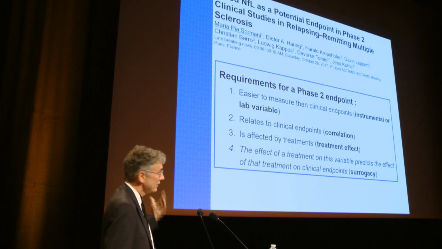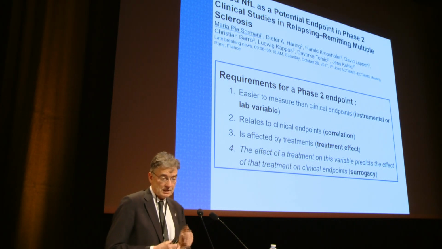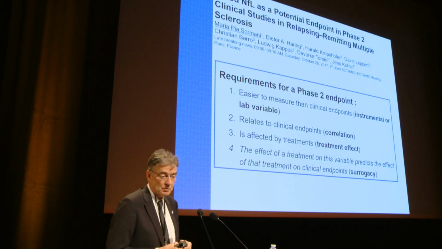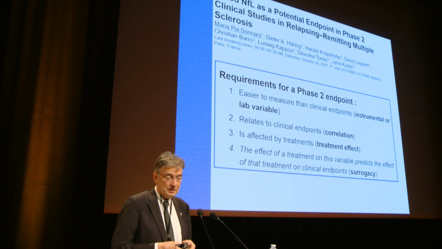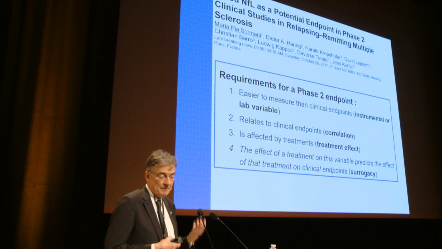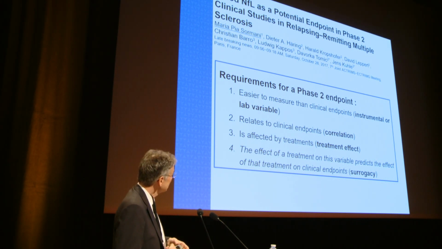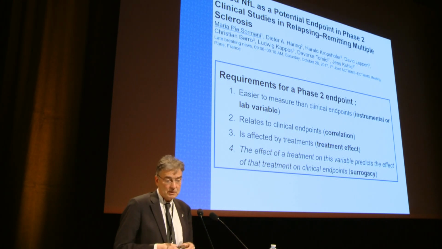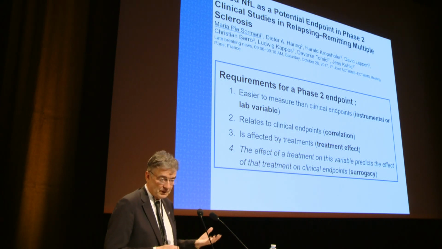And what are the requirements if we want to assess a phase 2 endpoint? First of all, it should be easier to measure, so have practical advantages and perhaps be easier to standardize. It should relate to clinical endpoints, so have a correlation to them. It should be affected by treatment. We should see the treatment effect, and the effect of a treatment on this variable should predict the effect of the treatment on clinical endpoints, so the surrogacy.